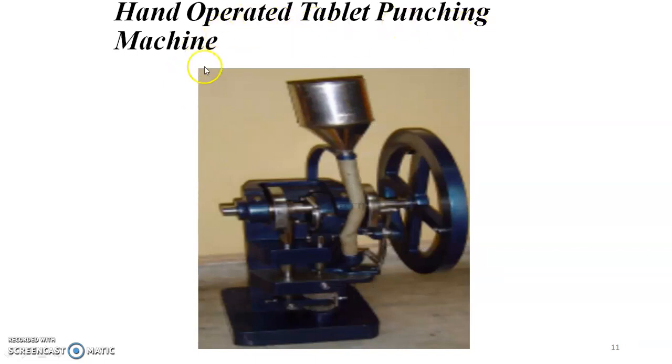Hand operated tablet punching machine. This is a compression machine which is hand operated. This handle is rotated and by that the punch is applied. This is called a hopper. From this hopper the granules are poured, and after that if this block is rotated, then the punch will be applied and the tablets will be compressed here, and after compression the tablet will be ejected.